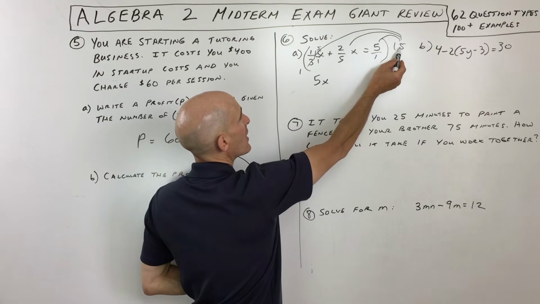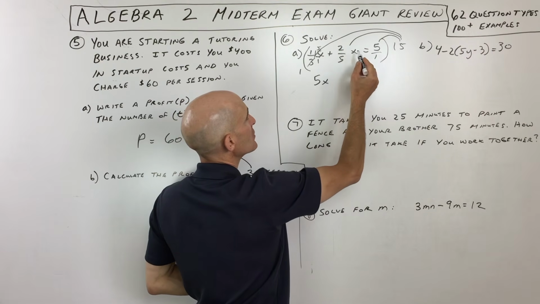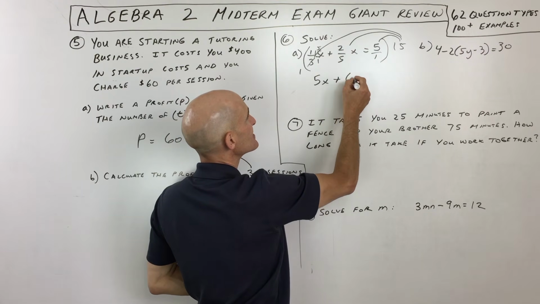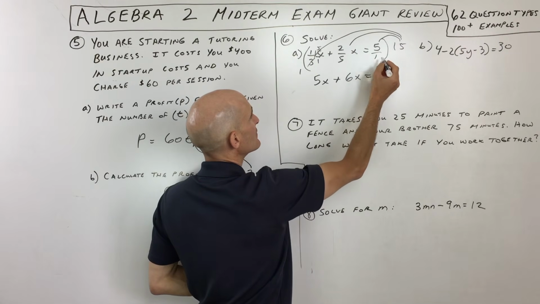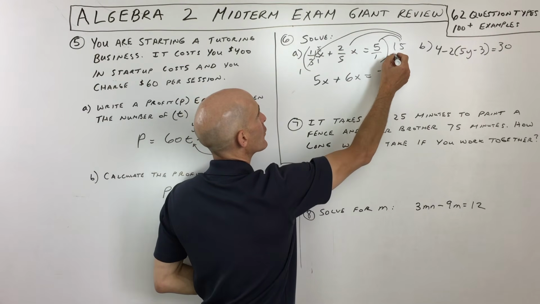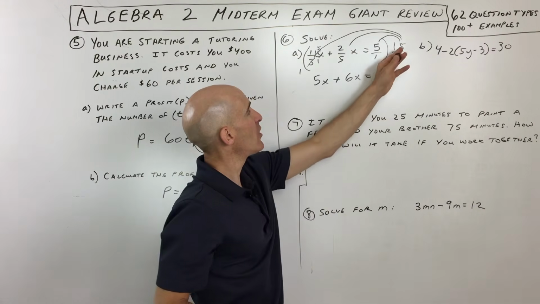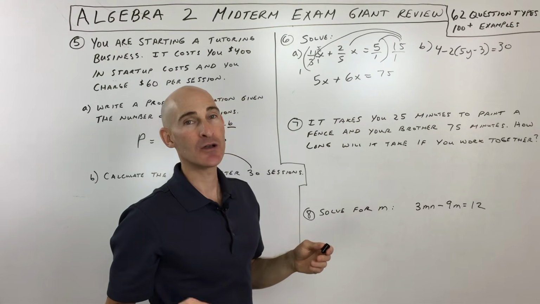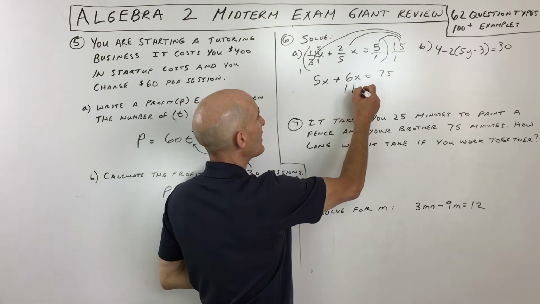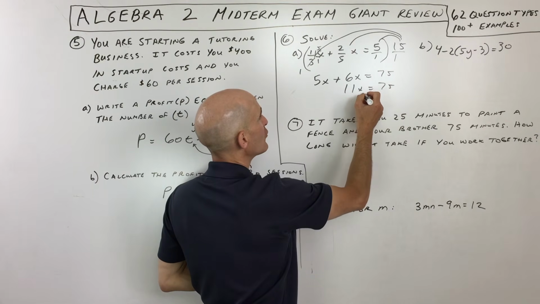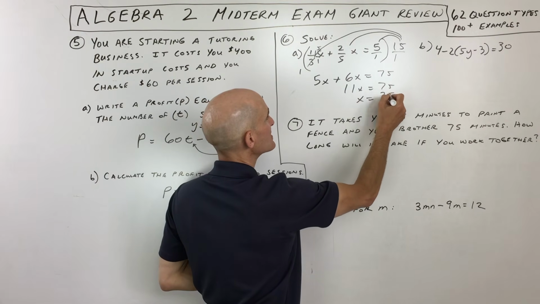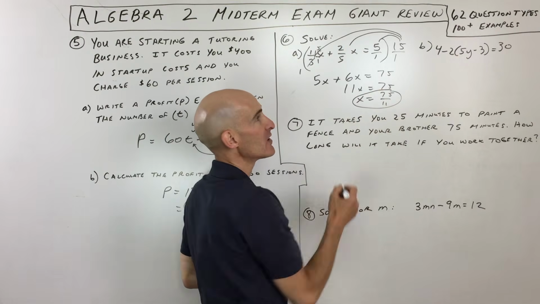Same thing here. Or if you don't want to do that, you can just say 15 times 2 is 30, divided by 5 is 6. And then over here, same thing, 15 times 5 is 75. The other way to think about it is when you're multiplying fractions, you multiply the numerators together and the denominators together. Okay, so continuing on, we get 11x equals 75. Divide both sides by 11, you can see that's going to be 75 elevenths, and we got it.